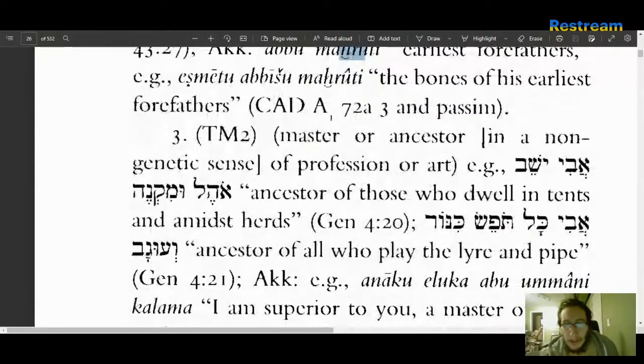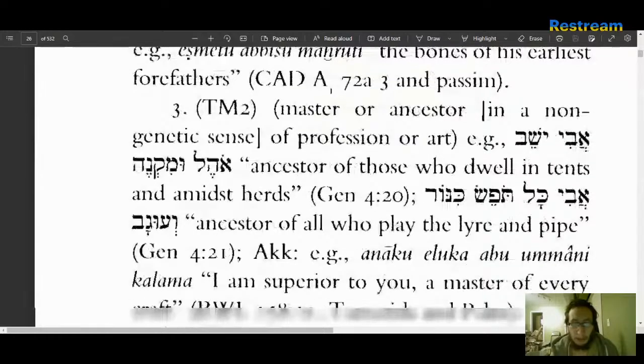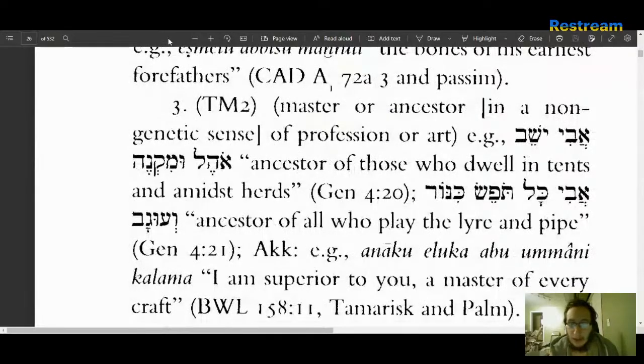So then we can see that it's also used to mean someone who originated something, not a father, but the origin of something. So in the Bible, we see he's the father of those who dwell in tents and amidst herds, in Genesis 4:20, and the ancestor or the father of all who play the lyre and pipe. So that's in Genesis 4. I'm going to go to Genesis 4 for a second to show you guys.